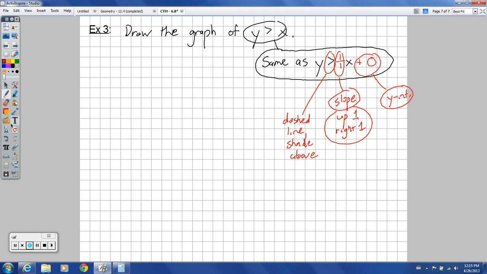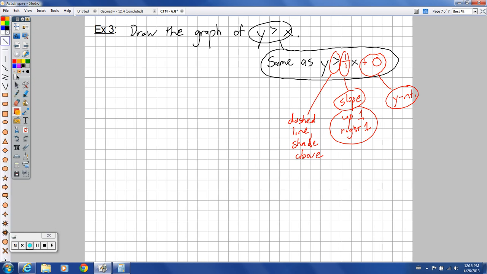And so from there, let's draw our graph. This one, let's just go 5 in each direction. That should work just fine for this. And we got 1, 2, 3, 4, 5, 6, 7, 8, 9, 10. That'll work there.